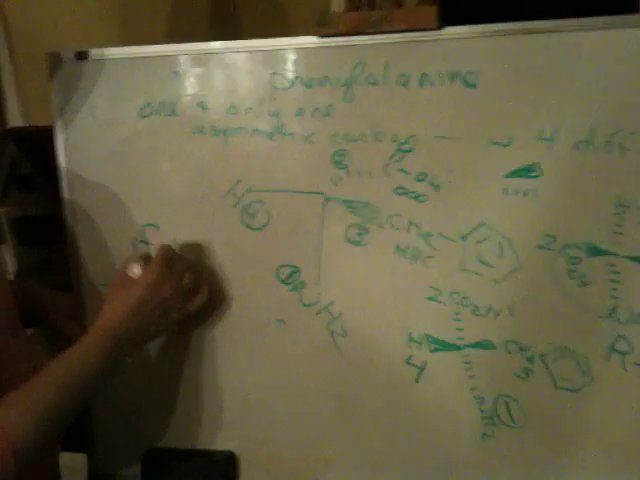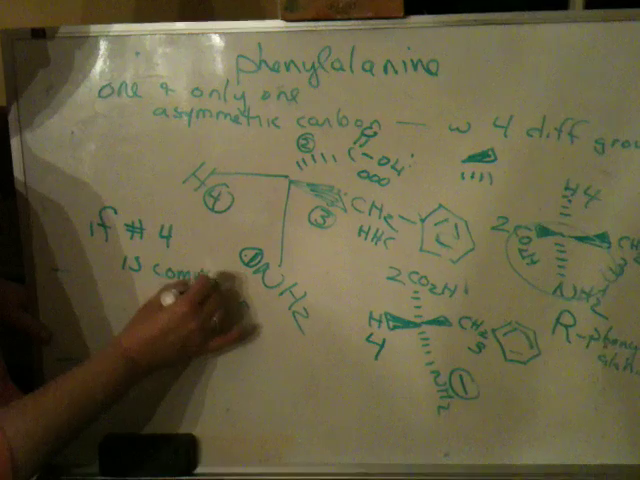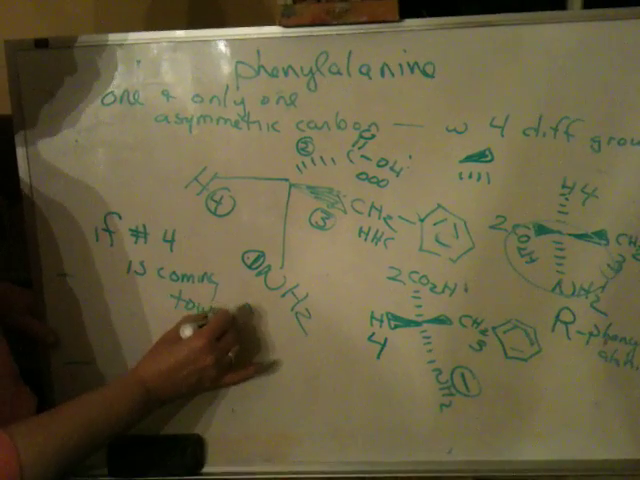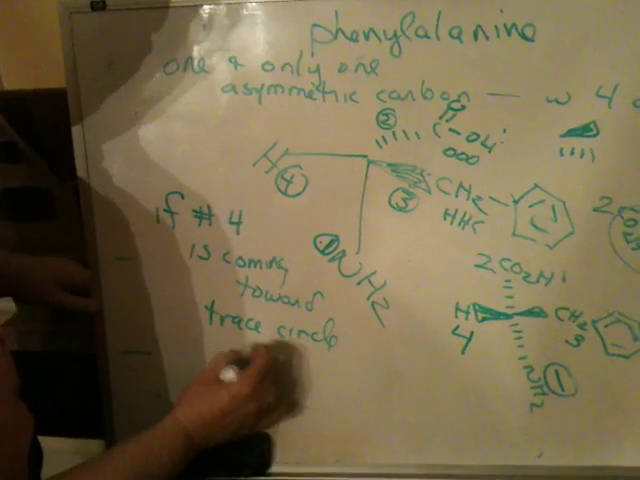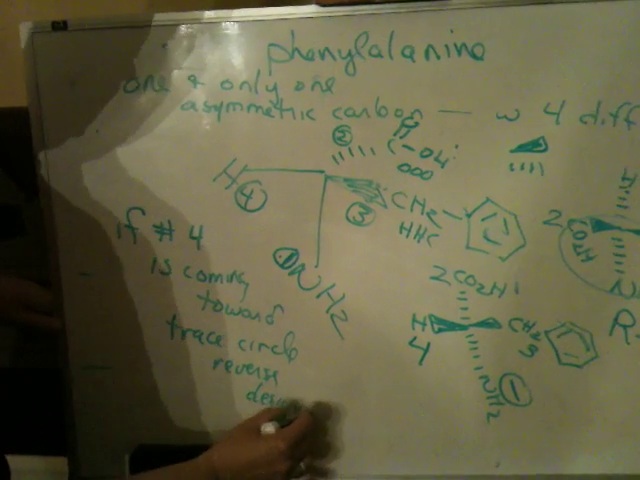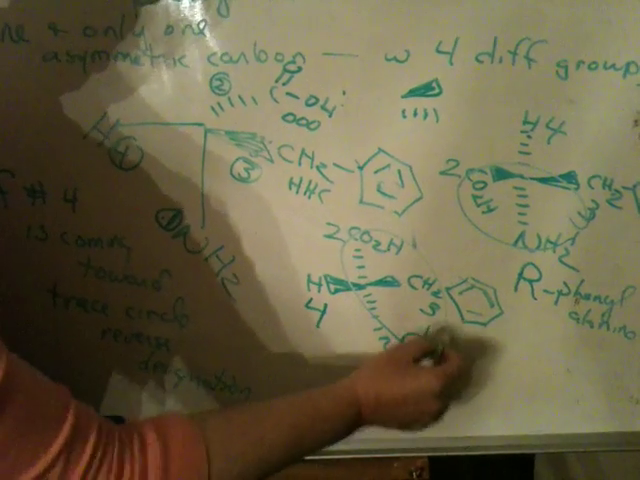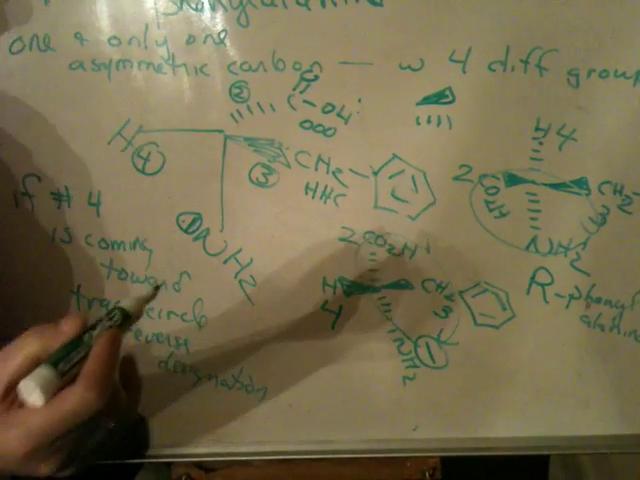If number 4 is coming towards you, in other words, if you have an inconvenient looking structure, all you have to do is trace the circle, and a lot of people don't believe in this at first, and then reverse the designation. Now, I'm going to go over this again tomorrow. Okay, this is not going to be skipped in class, but the more you see this, the more you'll believe in it. So the thing is, on this one, I'm going to trace a circle from 1 to 2 to 3. It looks clockwise, but number 4 is a wedge, which means it's going the wrong way.